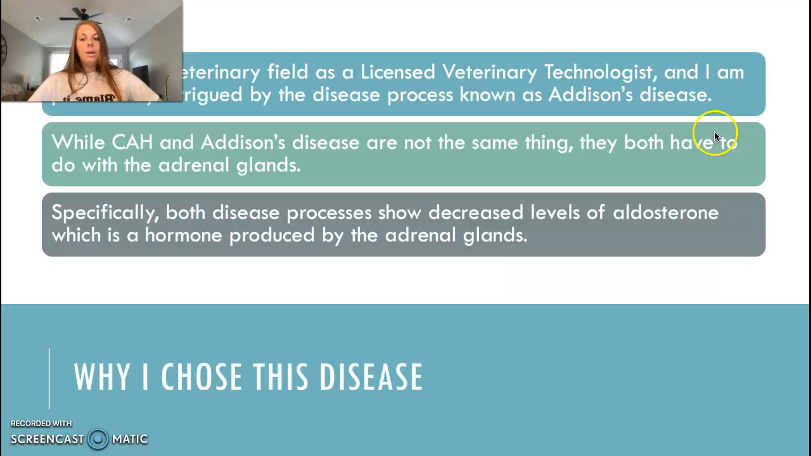And just a little fun tidbit, I chose this disease because I work in the veterinary field as a licensed veterinary technologist. And right now we're seeing kind of an influx in my particular clinic of a disease called Addison's disease, which, like congenital adrenal hyperplasia, deals with the levels of aldosterone, which is the hormone, again, produced by the adrenal glands. So while they're not the same, they do have a lot of aspects that kind of intertwine, which I thought was a really neat way to kind of integrate human medicine and animal medicine.